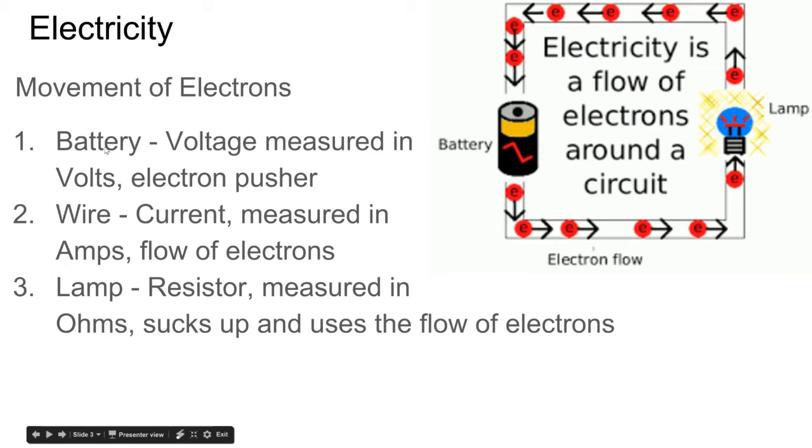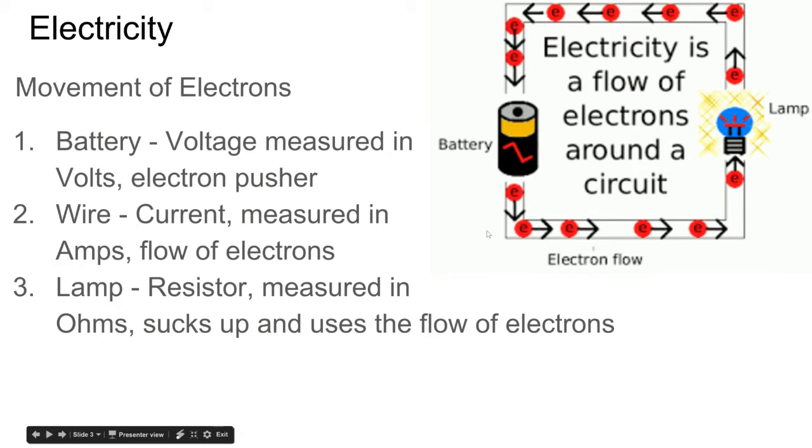The first is battery. And the battery represents voltage, and voltage is measured in volts, right? 9-volt battery, and it's like the electron pusher. So it's the thing that's like pushing the electrons through the wire. Okay, it's what's pushing the electrons through the wire.